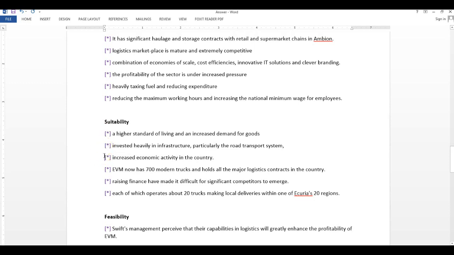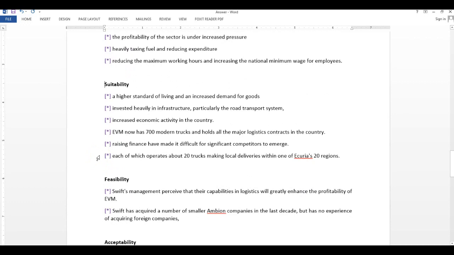The government supports increased economic activity. EVM has 700 trucks. There's very little competition from the existing players in that country. So it is a very attractive target in terms of suitability. Suitability means our existing company's business model is the same as our acquisition.